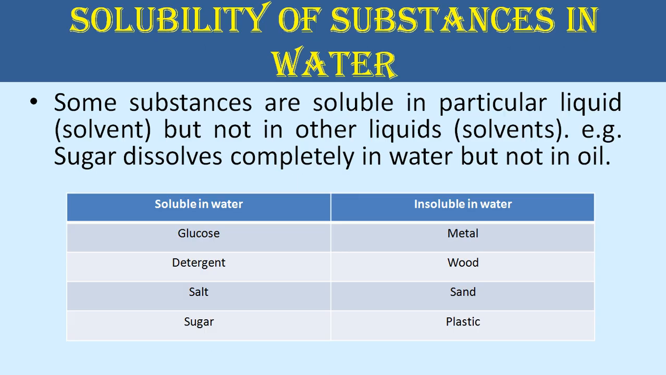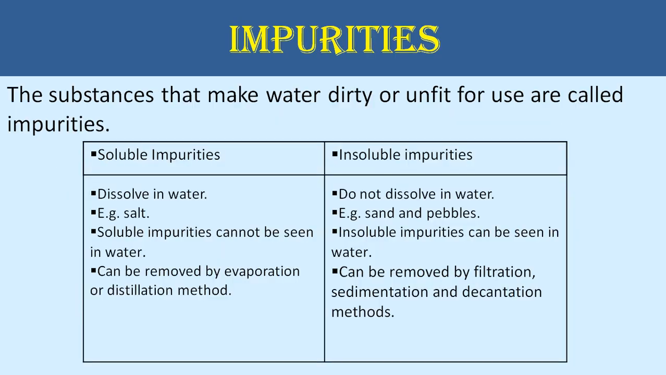Now, solubility of substances in water. As we know, there are some substances which can dissolve in water but not in other liquids. For example, sugar can dissolve in water but not in oil. Similarly in the case of glucose, detergent, salt and sugar, they can dissolve in water, but metal, wood, sand, plastic cannot be dissolved in water.